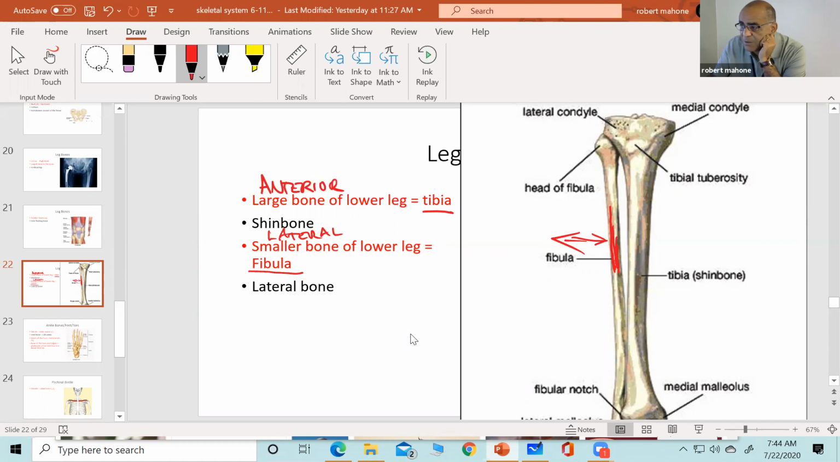Based on the names, you can see how people confuse these two. Tib, fib. If you break them both at the same time, we call it a tib-fib fracture. So the tibia, the bone in the front, that's your shin bone. And then the lateral bone of the lower leg is the fibula. On the other leg, on your left leg, the fibula would be on this side. It's always to the outside. Right leg, left leg.